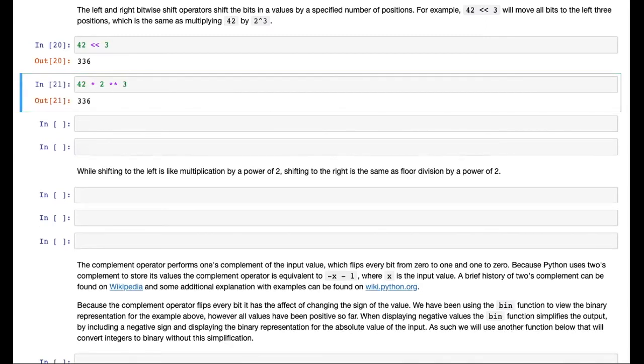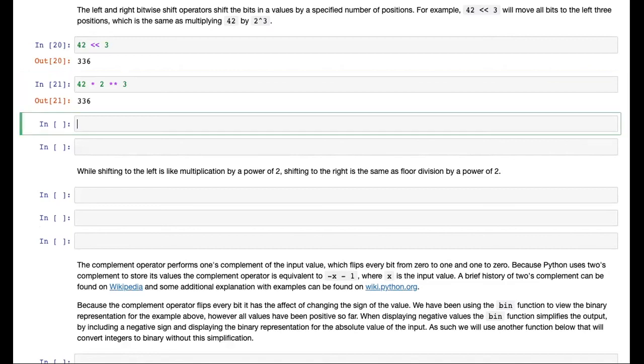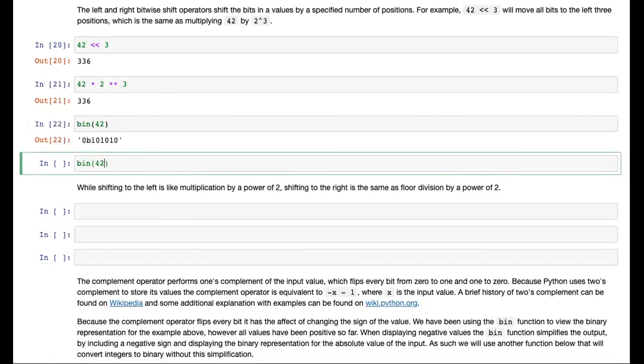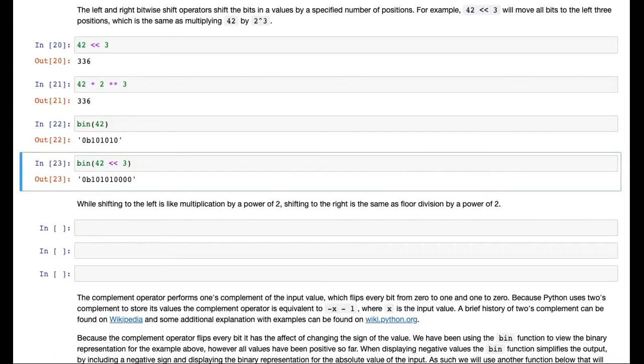We can also see this if we output the binary representation of these values. Let's start with the binary representation of 42, and then output the shifted version of this as well. And you can see that we padded by adding 3 zeros here to the right-hand side.